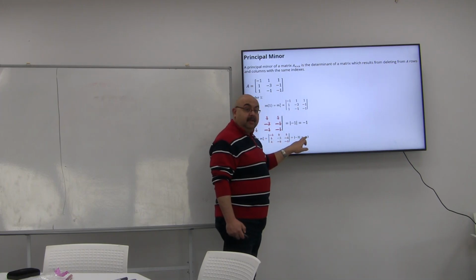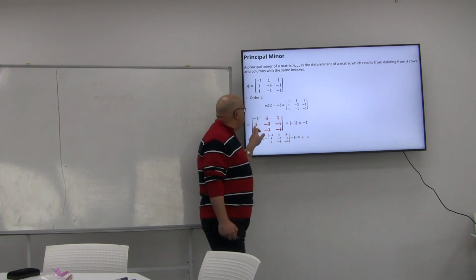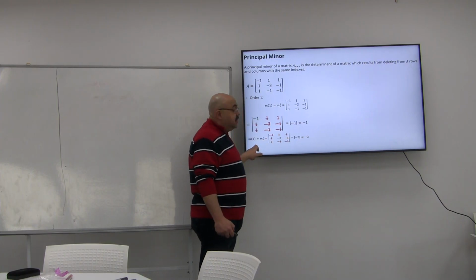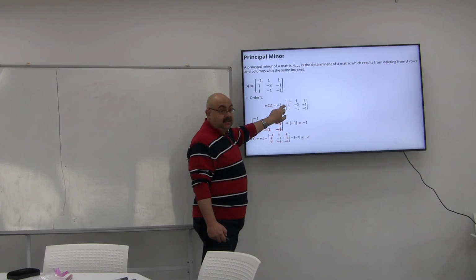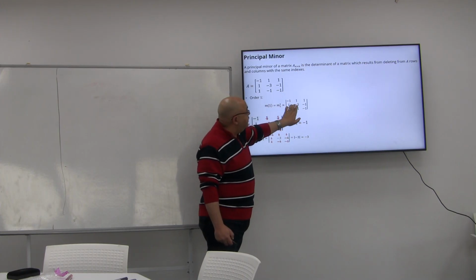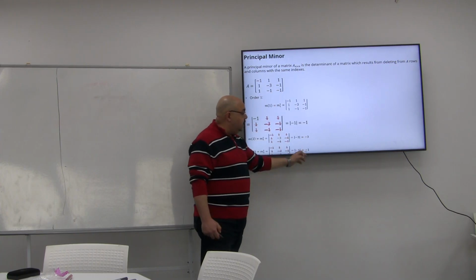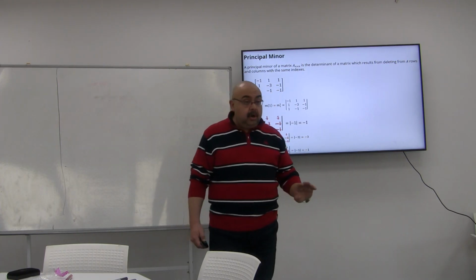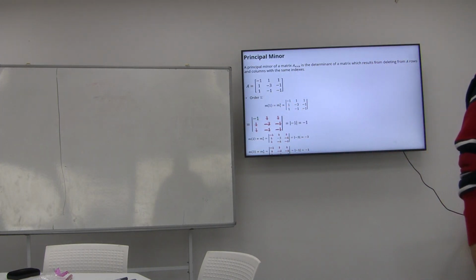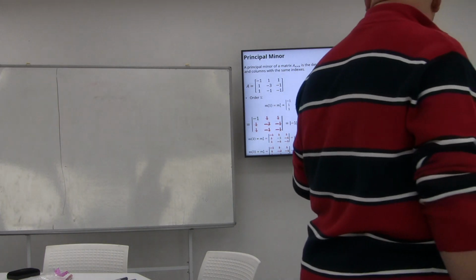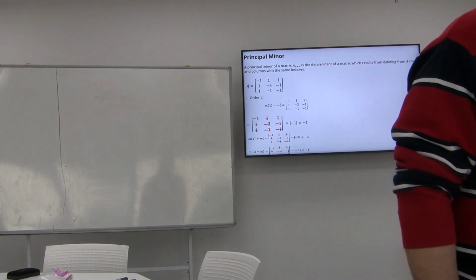Are you with me? Okay, the third first order minor is going to be eliminating the first and the second rows, and simply I will eliminate the first and second column. So simply it's going to be -1. Or we can consider the first principal minors as the elements of the principal diagonal. The elements of the principal diagonal here are -1, -3, and -1.